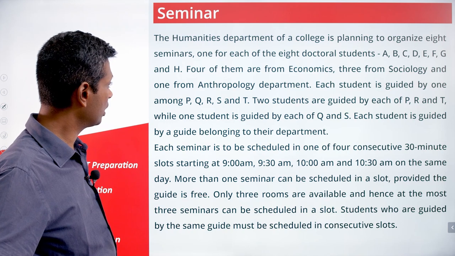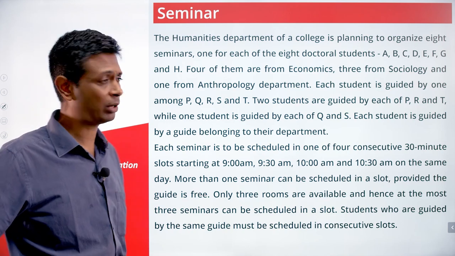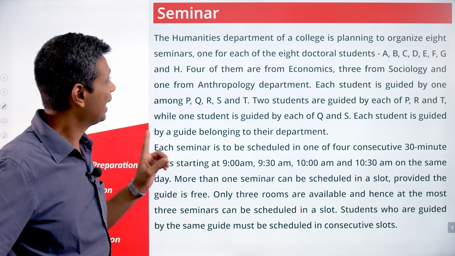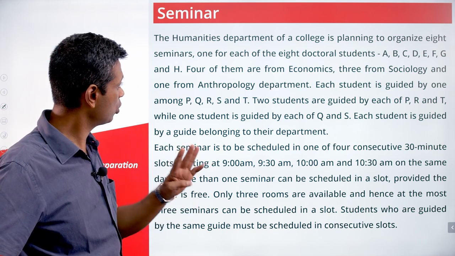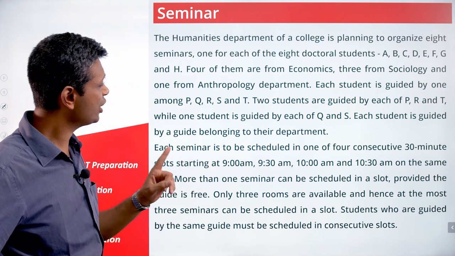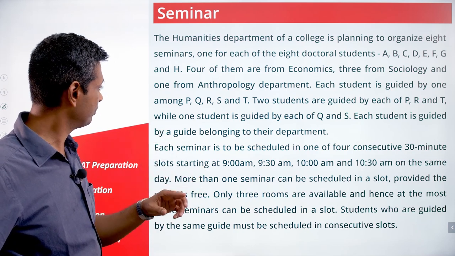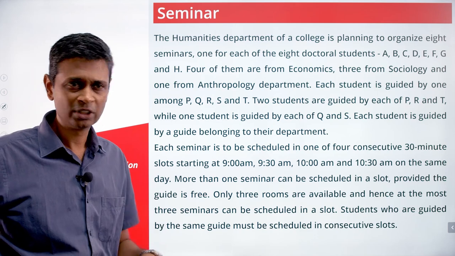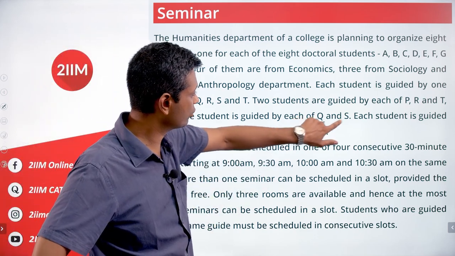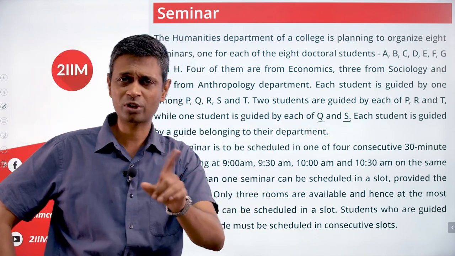Each student is guided by a guide belonging to their department. All good so far. 8 students, 3 departments, 4-3-1. Each student is guided by 1 professor. 2 students by P, R, and T. 1 each by Q and S. The 1 professor here, Q or S, should be a sociology professor. 1 student straight away.